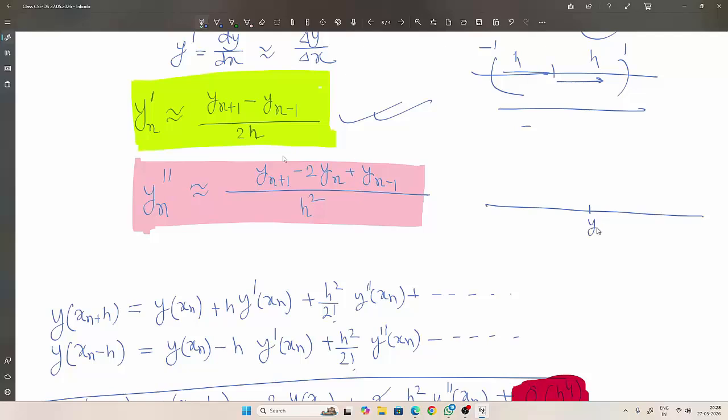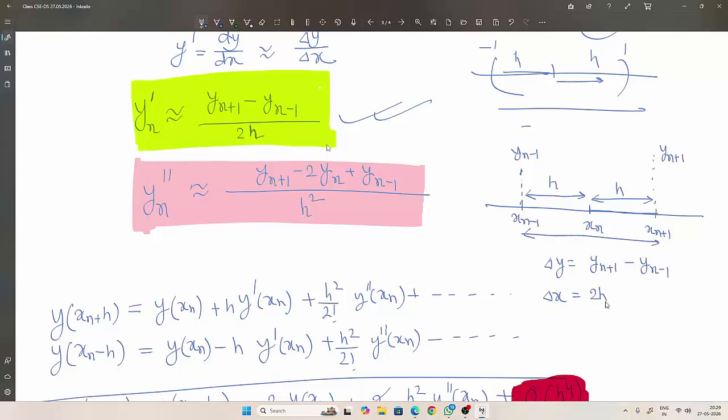At this point you are calculating the values xn. In the central difference, we go one step forward, so it is xn plus 1, and one step backward, it is xn minus 1. At the point xn minus 1 the value is y of n minus 1. At the point xn plus 1 the value is yn plus 1. Now what is the difference of y value? What is delta y? yn plus 1 minus yn minus 1. And what is the difference of x? On this side the x difference was h, and this side the x difference is also h. So the total x difference is 2h, right? Because delta x is actually xn plus 1 minus xn minus 1. That means the value is equal to 2h. So that's why you are getting yn dash approximately equal to delta y by delta x, which is yn plus 1 minus yn minus 1 divided by 2h.